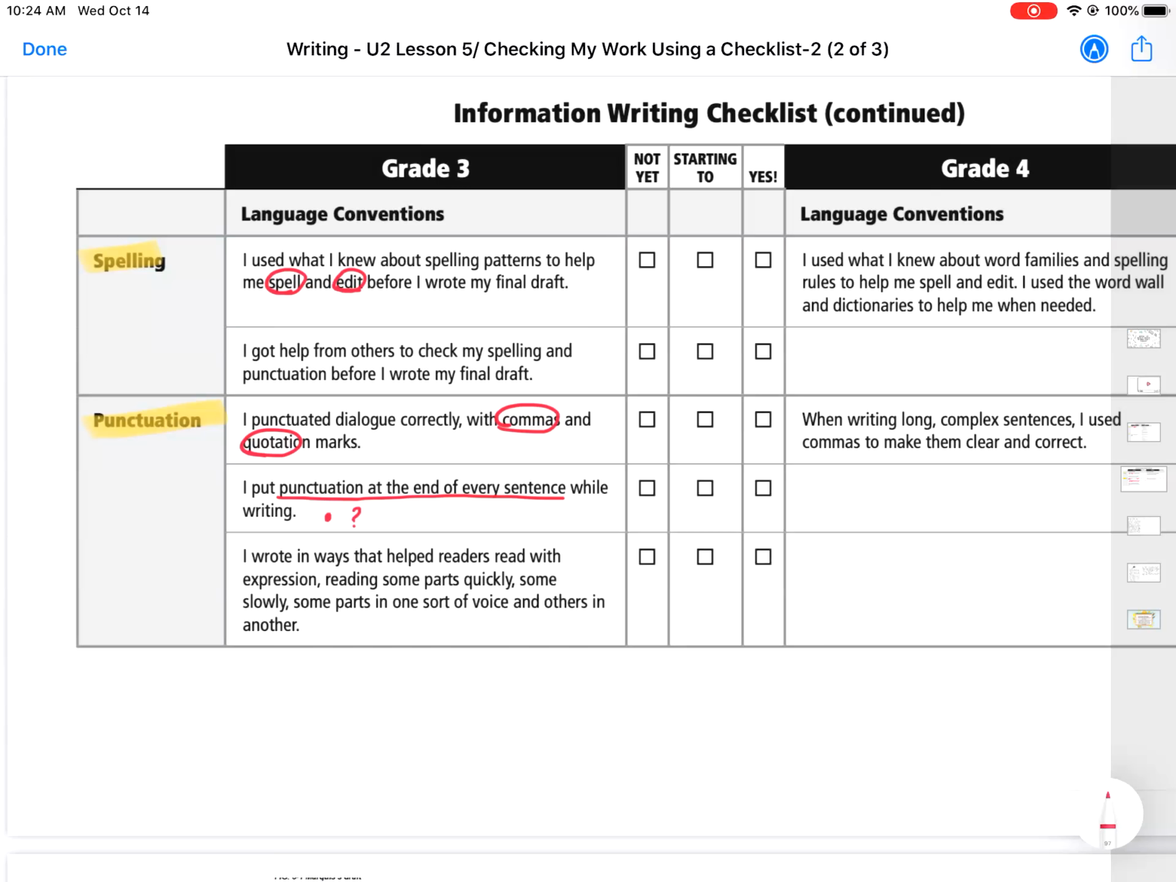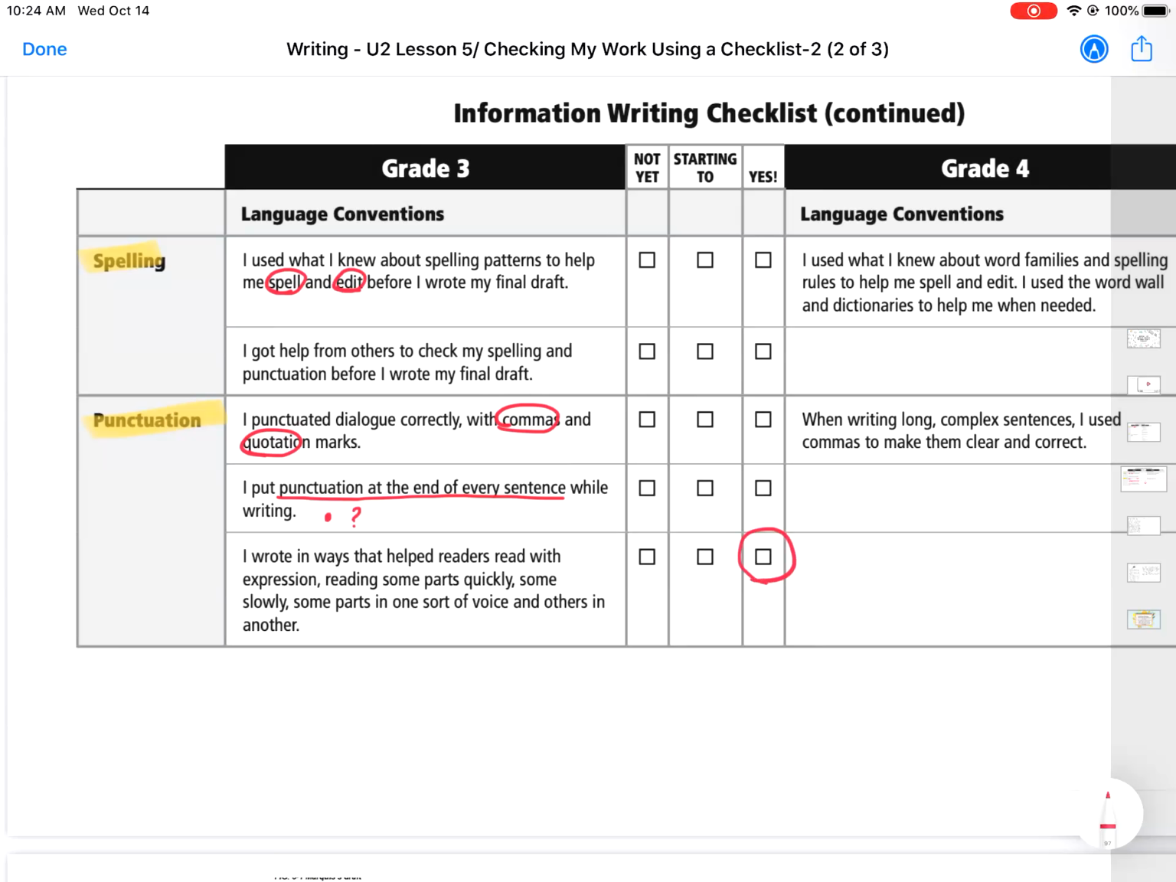The last point is I wrote in ways that help readers read with expression, reading some parts quickly, some slowly, some parts in one sort of voice and others in another. So did you write in a way that intrigues the readers to continue reading? Did you write in a way that readers can understand the scene or the parts well? So those are the points that I want you to go over and check.